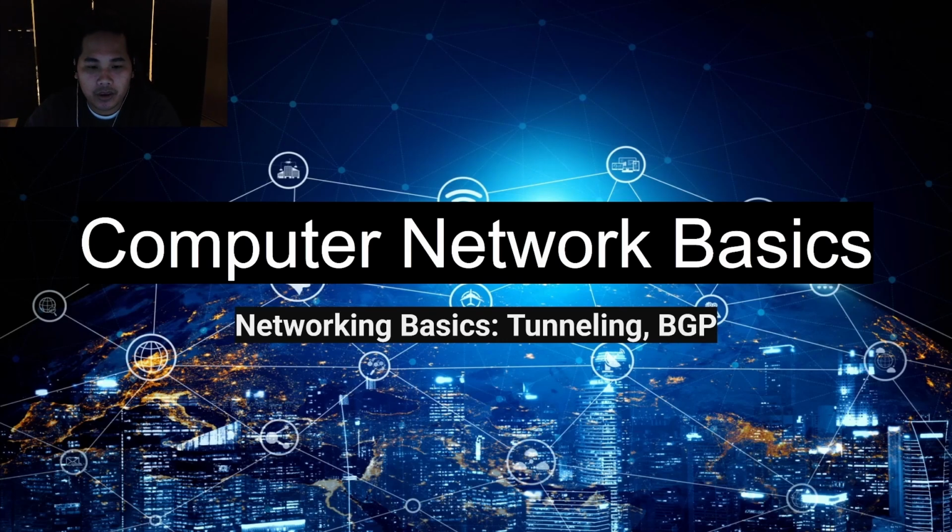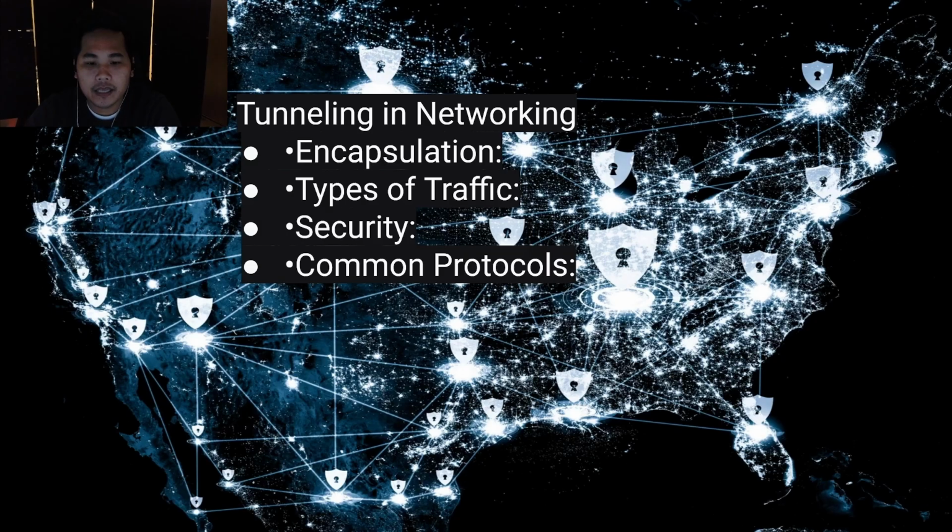Now we're gonna talk about tunneling in networking and BGP. Tunneling is network encapsulation. A data packet is wrapped in an additional header, forming a tunnel that carries it through the network. Types of traffic: it supports transporting non-IP protocols like IPX, MPLS, or private data like VPNs over public networks like the internet. Security: it is often combined with encryption to protect data from eavesdropping, as in VPN tunnels. Common protocols: examples include GRE, IPsec, MPLS, and SSL/TLS tunnels.